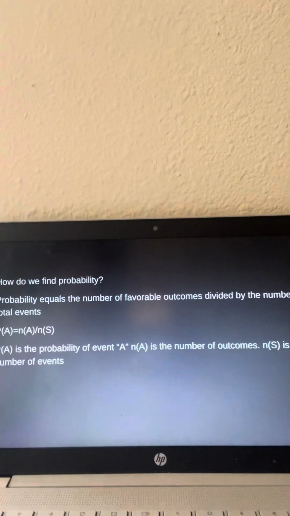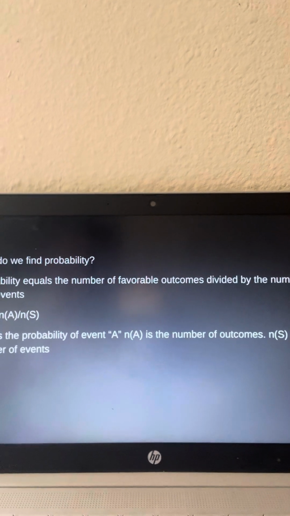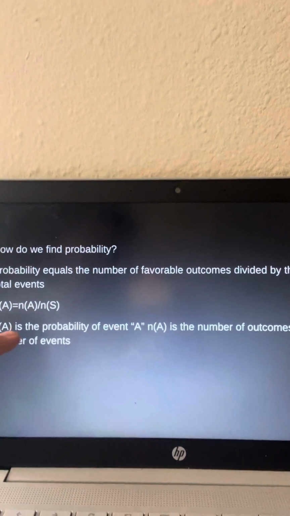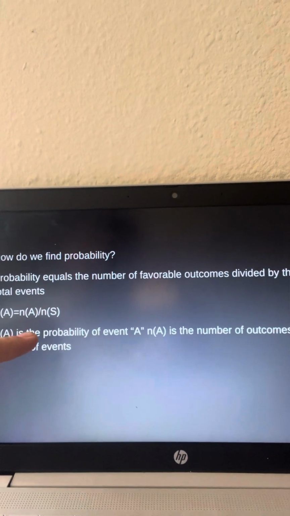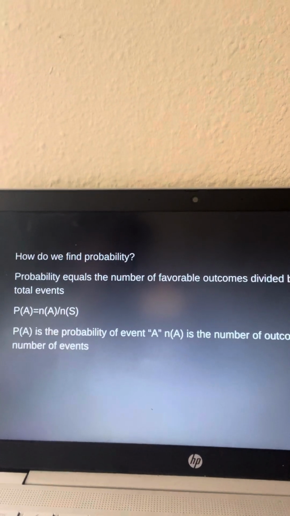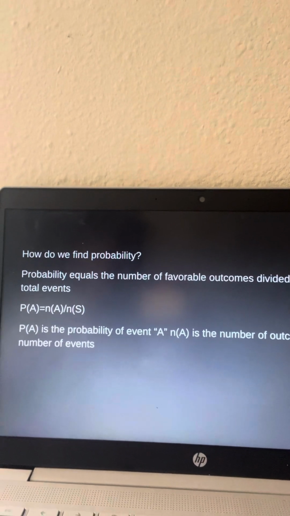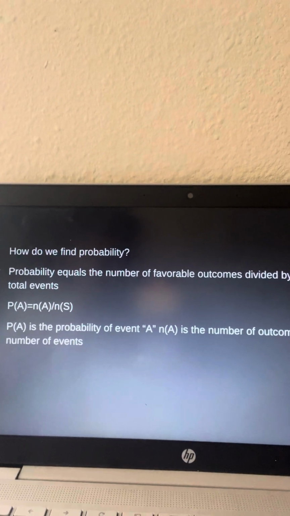So here's the formula for how we find probability, all right? So probability equals the number of favorable outcomes divided by the number of total events. So PA equals NA divided by NS. PA is the probability of event A, NA is the number of outcomes, and NS is the total number of events. I'll go over that a little bit more after we go over our example.